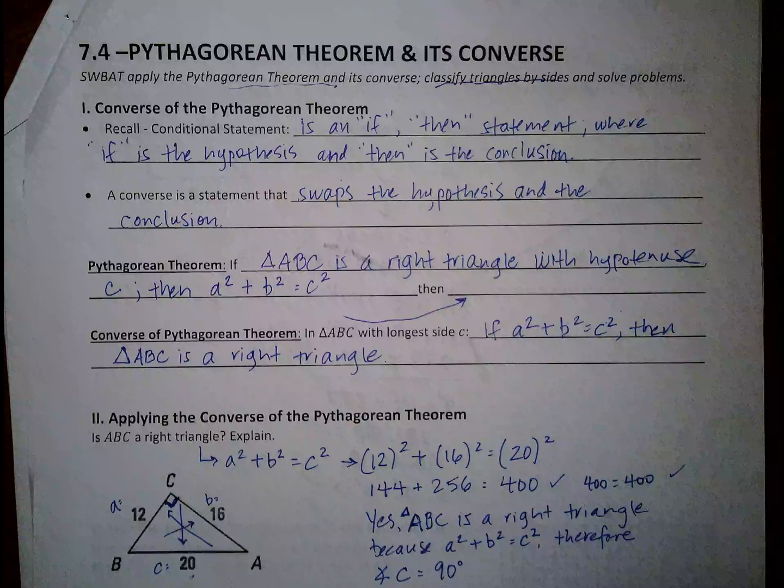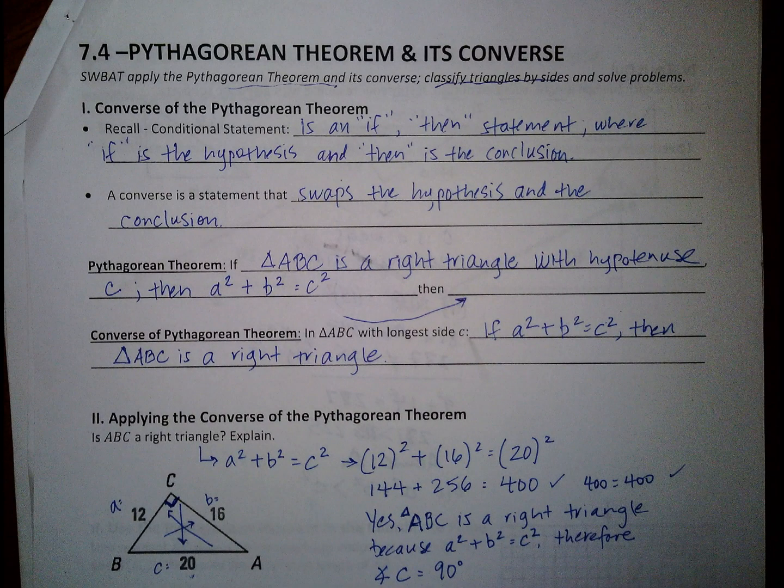Our bagel is ready. Hey guys, we're going to skip to 7.4 Pythagorean Theorem and its converse. We will go back to 7.3. In fact, that will be your homework for one day this week. I will let you know what day that is.